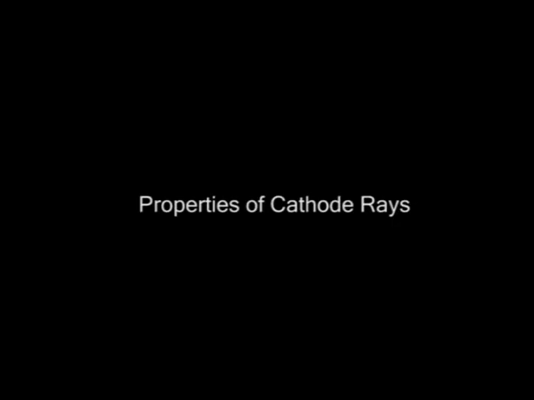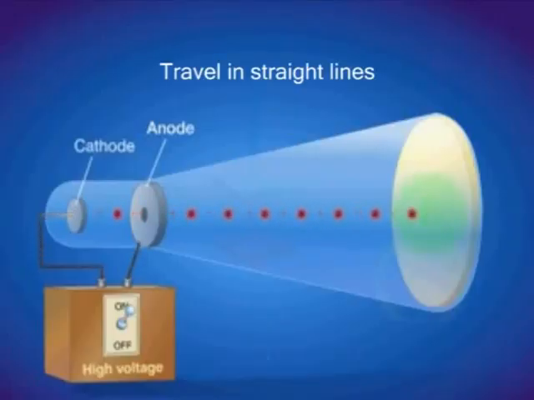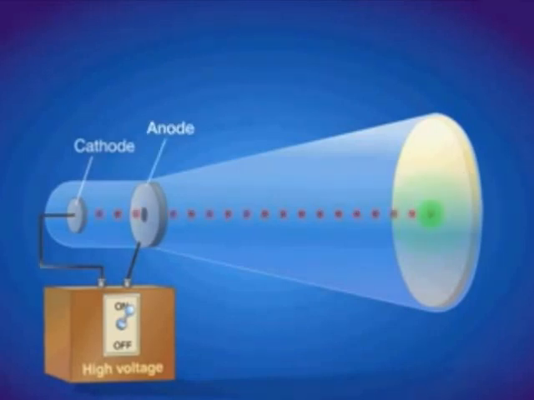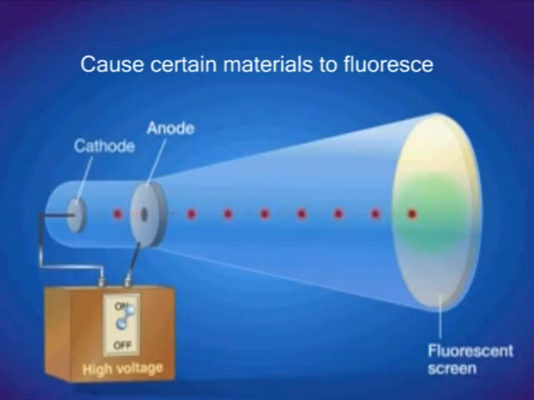Properties of cathode rays. Cathode rays travel in straight lines, and when an opaque object is placed on their path, a shadow is cast on the screen. Cathode rays cause certain materials to fluoresce, such as zinc sulfide or phosphor.